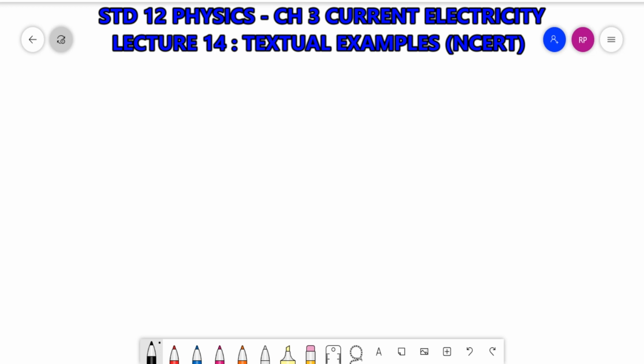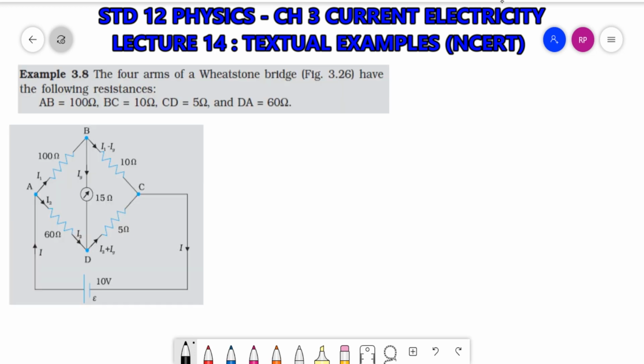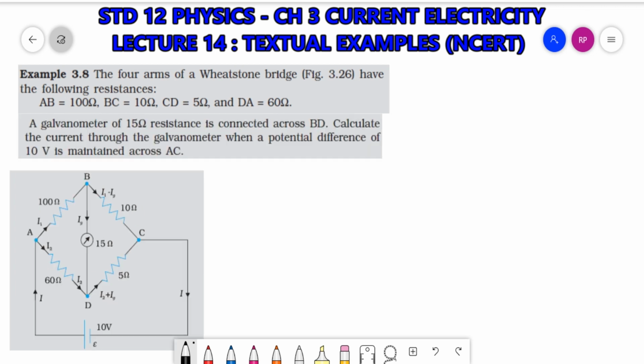Now let's start with example 3.8. Question number 3.8. The four arms of a Wheatstone bridge have the following resistances: AB 100 ohm, BC 10 ohm, CD 5 ohm, and DA 60 ohm. A galvanometer of 15 ohm resistance is connected across BD. Calculate the current through the galvanometer when a potential difference of 10 volt is maintained across AC. That means the potential difference between A and C is 10 volt.